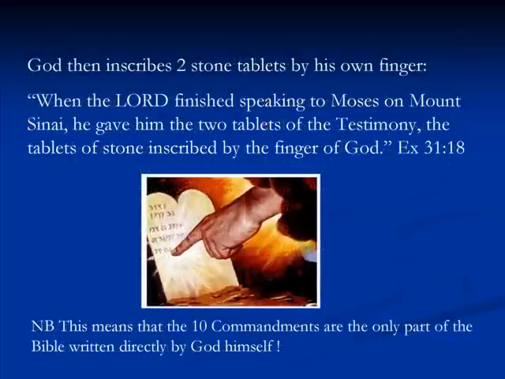God then inscribes 2 stone tablets by his own finger. In Exodus 31, when the Lord finished speaking to Moses on Mount Sinai, he gave him the 2 tablets of the testimony, the tablets of stone inscribed by the finger of God. Notice, this means that the Ten Commandments are the only part of the Bible written directly by God himself.